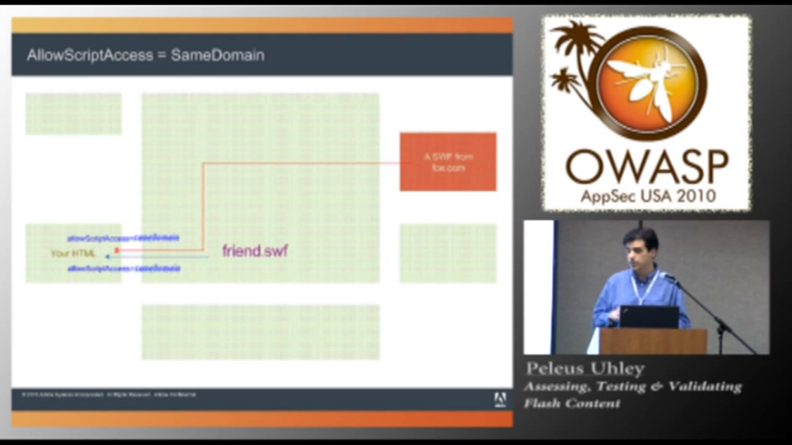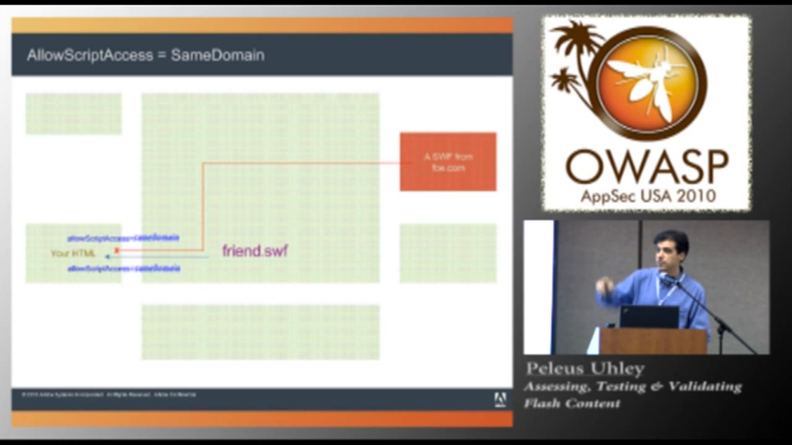even more complex setups. Let's say you have a Swift called friend.swift that you're hosting on your website, www.example.org. And that Swift, as a child, loads another Swift from fo.com, an untrusted source. So you have a parent Swift, and that parent Swift has loaded another Swift as a child. If you have allow script access set to same domain, the one that was hosted on your domain will be able to talk to the web page. The one that was loaded as a child of the parent will not, because it was loaded from a separate domain. Now, if allow script access was set to always, then this Swift would be able to actually talk to the loading HTML.